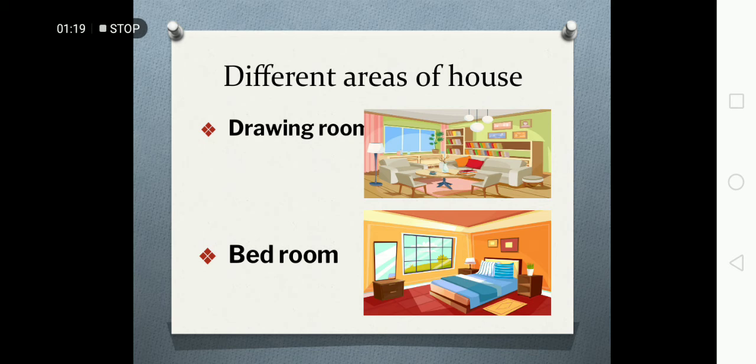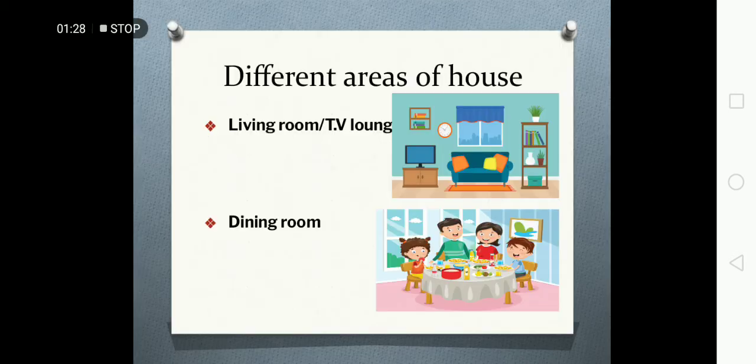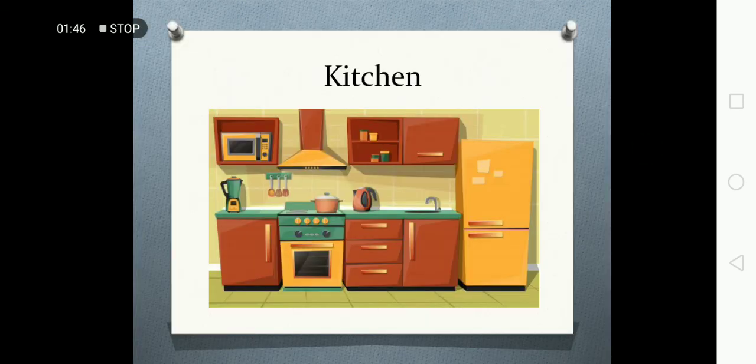a room where we have our beds and we sleep there. That is called our bedroom, and we all love our bedrooms. TV lounge, where we sit with our family, watch TV, and spend our leisure time. Dining room is a place where we have our lunch, dinner, or breakfast. And the most important, kitchen, where mama cooks tasty food for all of us.